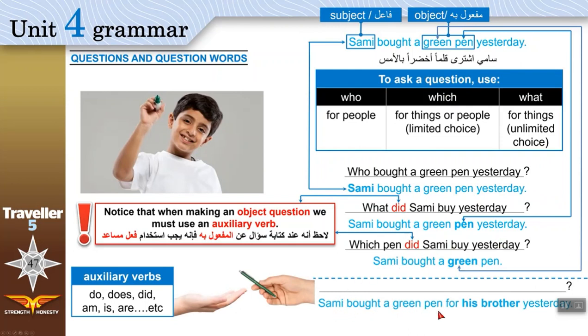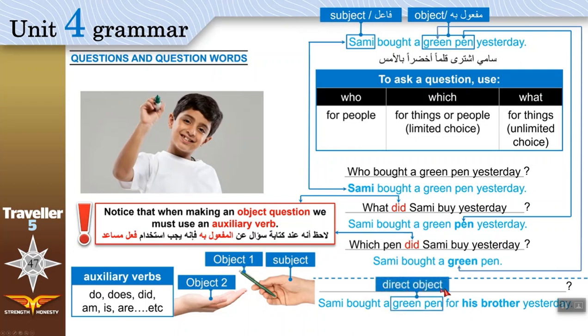Okay, let's continue. Let's ask another question, but this time Sammy bought a green pen for his brother yesterday, and I want the short answer to be his brother. First of all, you need to understand that Sammy is the subject, al-fa'il, and the green pen is the object. What about his brother? His brother is also an object. It is object number 2, a second object. The first object is what we call the direct object. Object number 2 is what we call the indirect object.